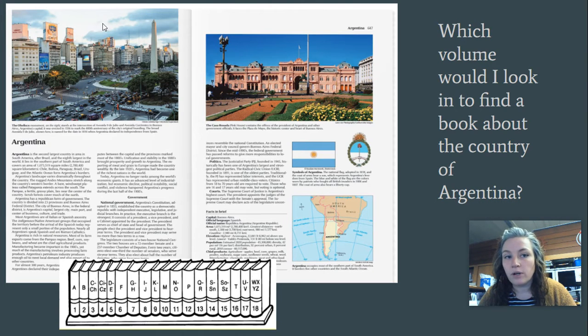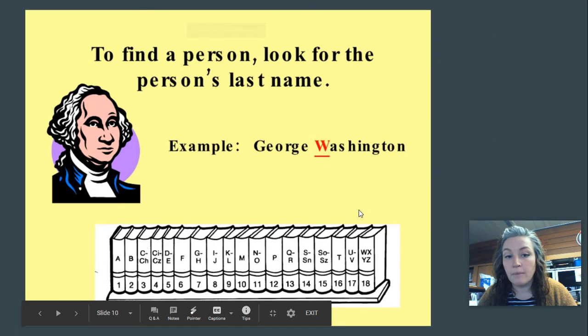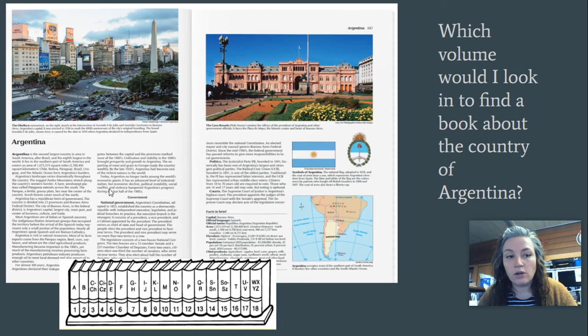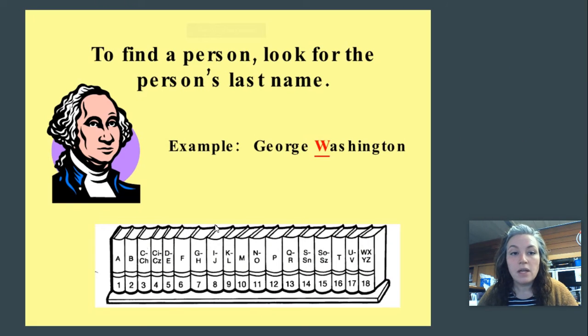I can see a photograph of maybe what the buildings look like. I can see its flag. I can see a little map of the country. I can see several article topics. Here's some information about its government, its court system. Here are some facts. I can find the capital city. So it's a really great place to start if I'm doing a report on that topic. So we are going to practice.